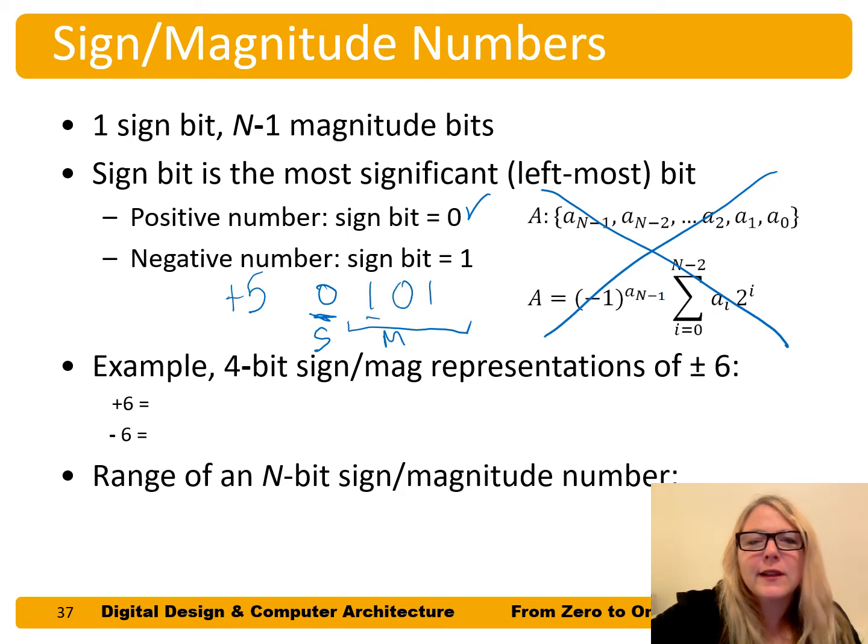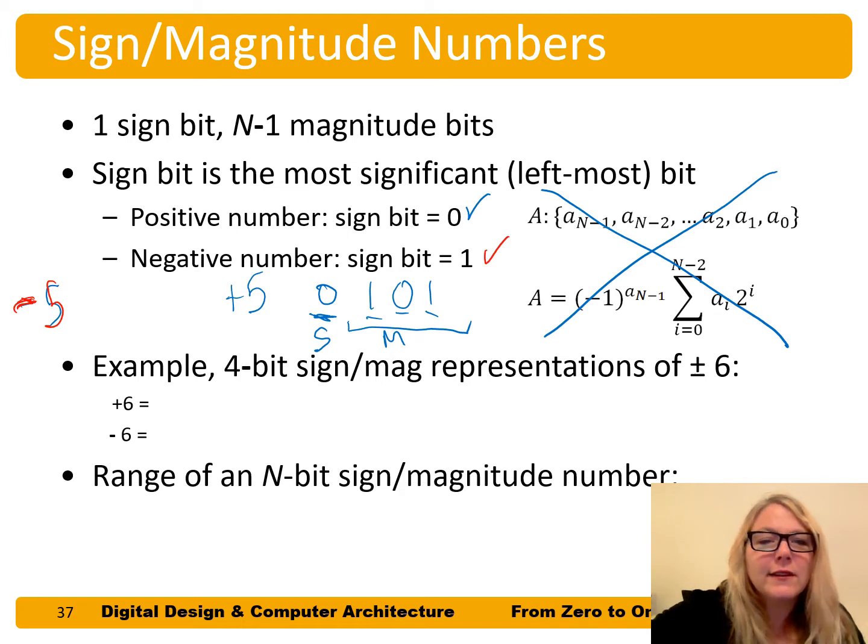If we had a 4-bit signed magnitude number, we would represent plus 5 as 0, 1, 0, 1. Now if we wanted to represent minus 5, the sign bit is now negative, and we're going to use a 1 to represent a negative value. So our sign bit in this case would be 1, and then our magnitude bits would be the same, 1, 0, 1.